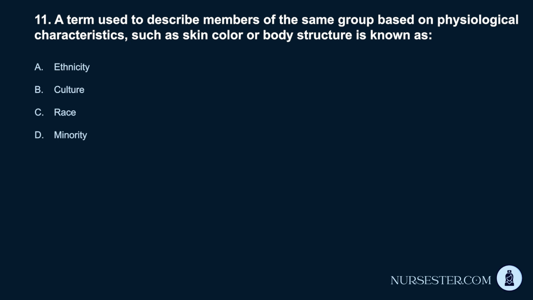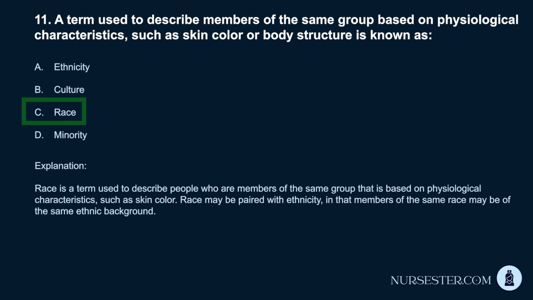11. A term used to describe members of the same group based on physiological characteristics, such as skin color or body structure, is known as A. Ethnicity. B. Culture. C. Race. D. Minority. Correct answer: C. Race. Race is a term used to describe people who are members of the same group that is based on physiological characteristics, such as skin color. Race may be paired with ethnicity, in that members of the same race may be of the same ethnic background.